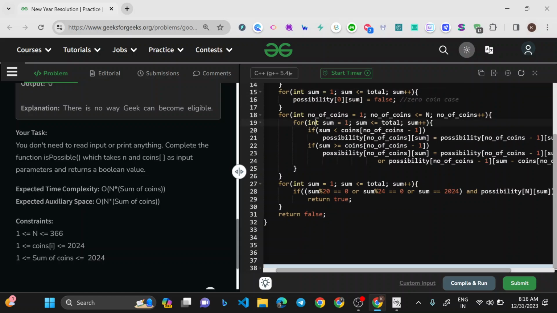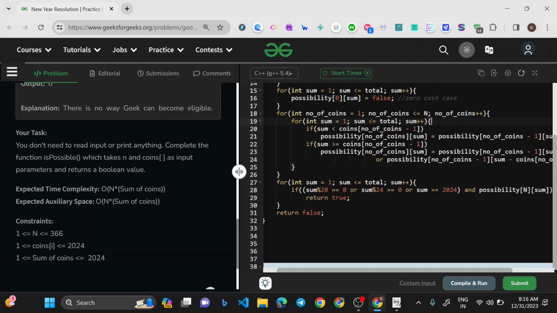Now coming to the second thing: for number of coins equal to 1, number of coins less than or equal to n, number of coins plus plus; for sum equal to 1, sum less than or equal to total, sum plus plus. If your sum is actually less than coins of number of coins minus 1, this actually goes to that particular index. Because we are working on number of coins, in the array perspective it starts from the 0th index. So if you're considering number of coins to be 1, that means you're working on the 0th index. So number of coins minus 1 is what you're doing, to handle that particular index.